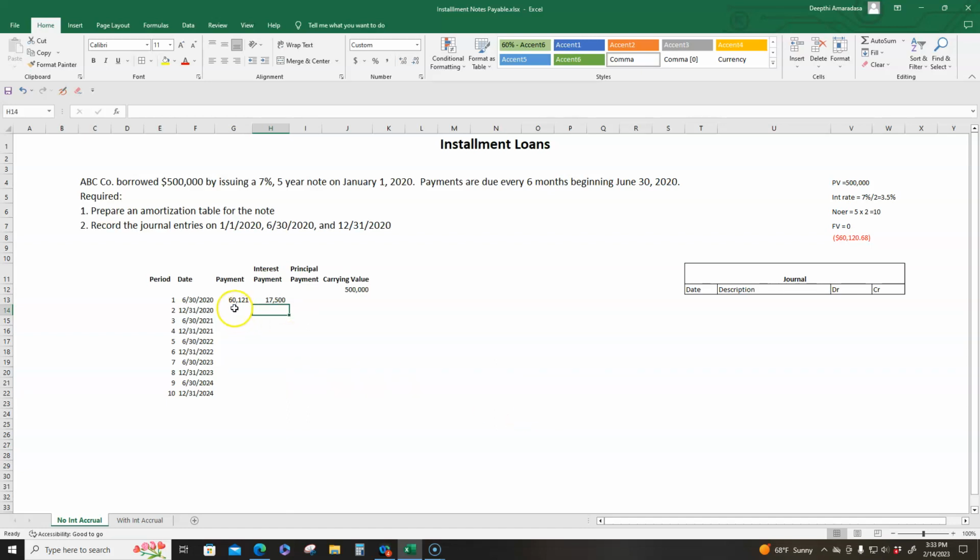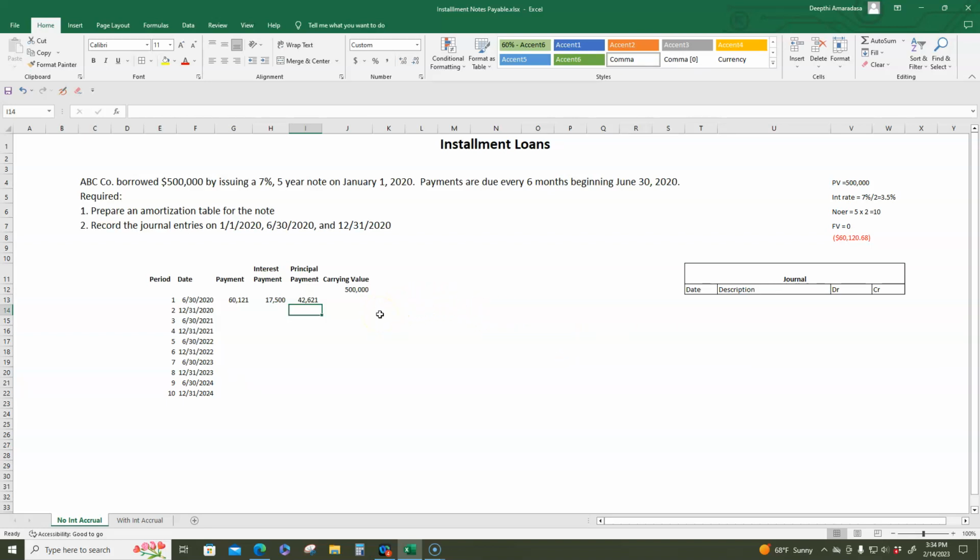So of the $60,121, $17,500 is interest. The remainder is principal. To figure out how much the principal is, you take your total payment amount of $60,121 minus the amount of interest of $17,500, and it'll give us a principal payment of $42,621.